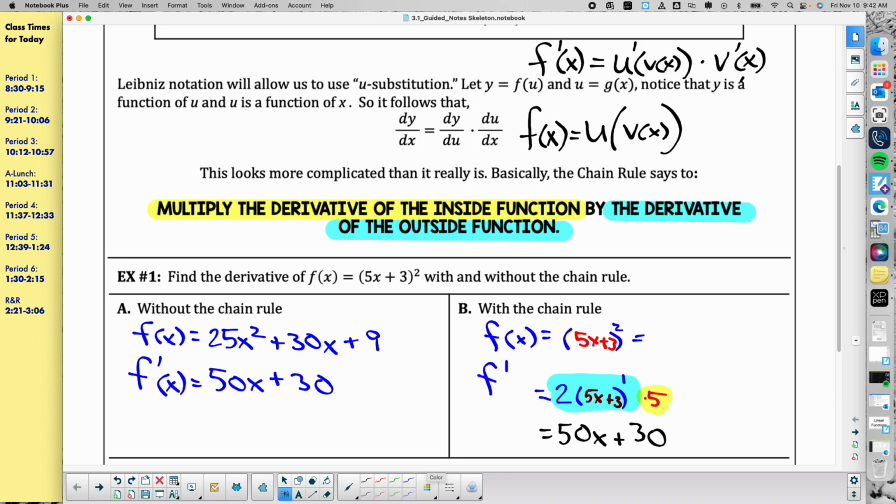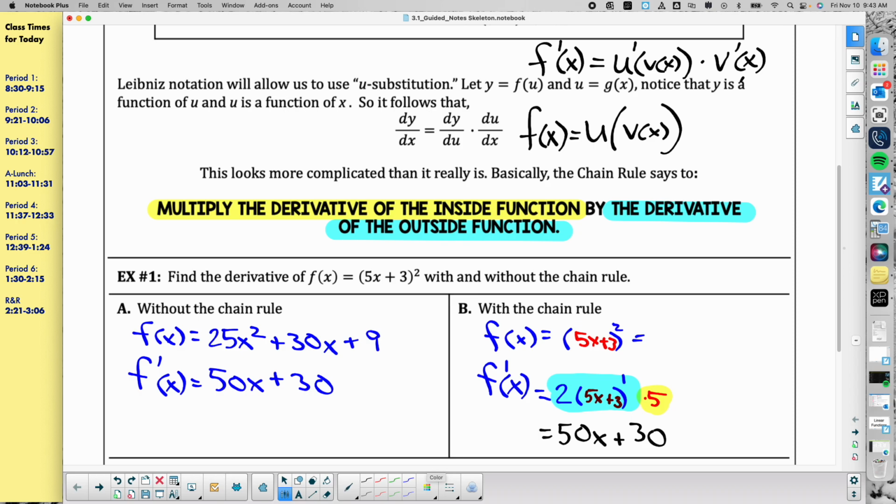So here's what I should have written. This was the original function, so then I would write that as the derivative. I'm sure this probably seems strange at first too. I'm not worried about that.